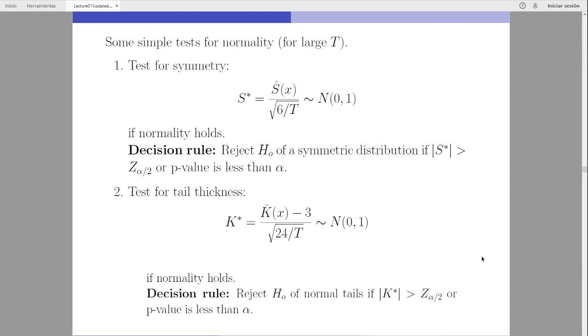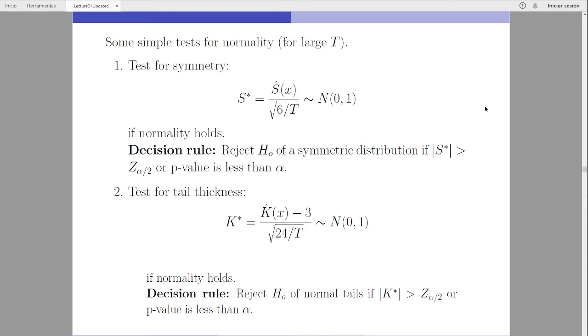First of all, we need big numbers of T, big populations, otherwise it doesn't really make sense. But in those cases, we have a symmetry test. The symmetry test is defined in this S star variable: skewness divided by the square root of 6 divided by T. That's normal (0,1).